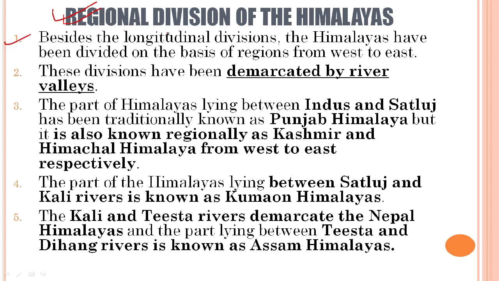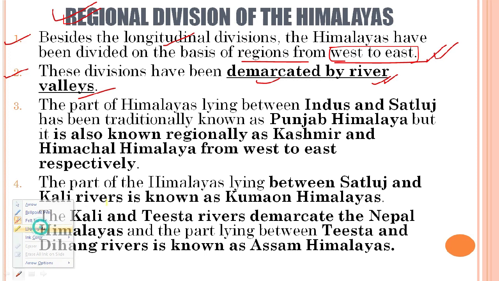In point 1, we see that besides these longitudinal divisions, the Himalayas have been divided on the basis of regions from west to east. Now here's a direction which says from west to east. We'll also go to the map for a clear understanding of this topic. Second, we see that these divisions have been demarcated by river valleys. One of the important aspects of this regional division of the Himalayas is the river valleys. River valleys will play an important part in the understanding of this concept.